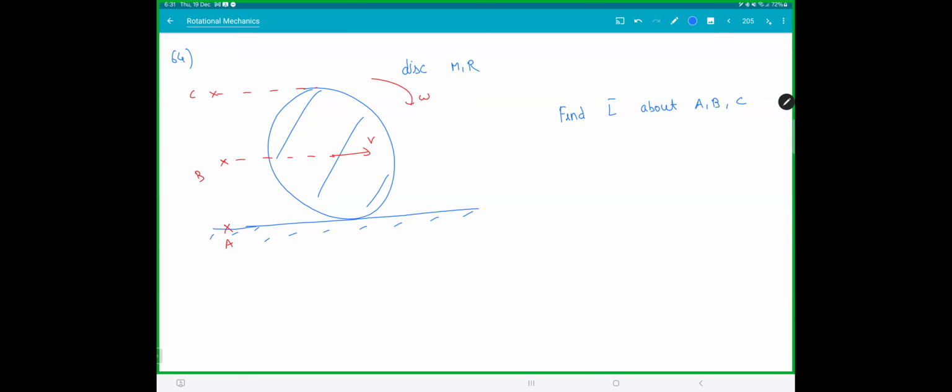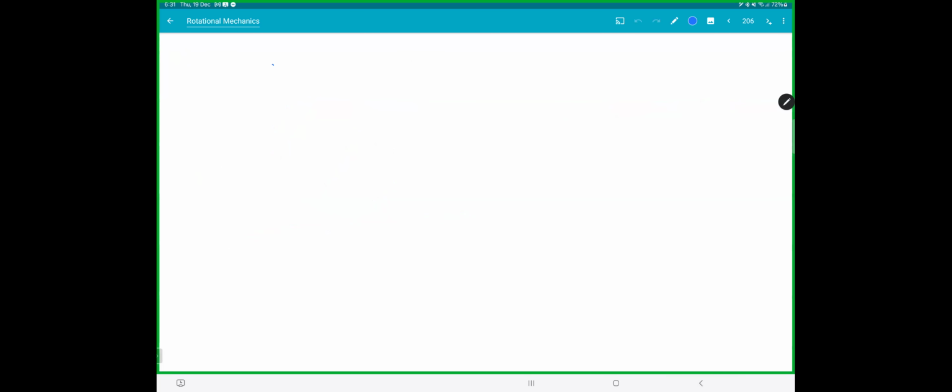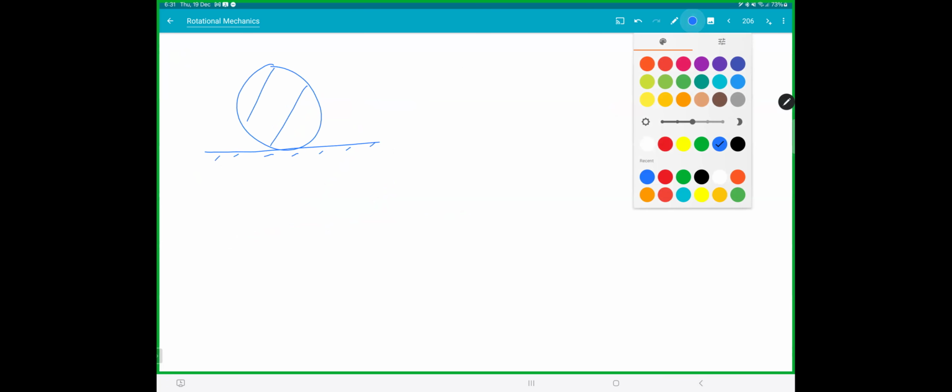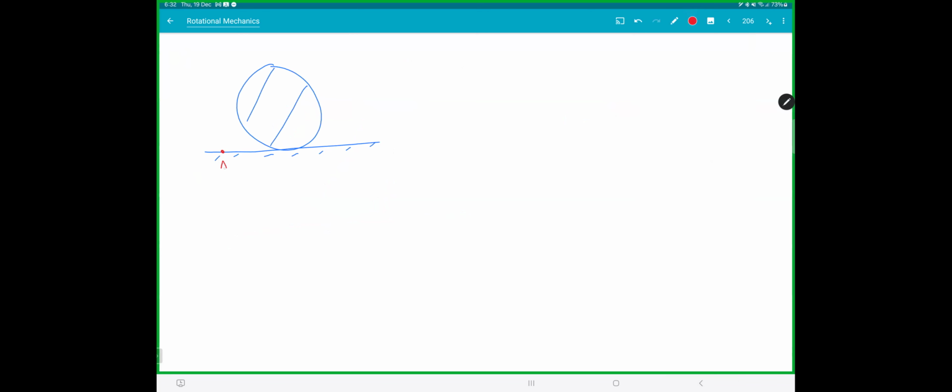Should I show you one? See. So this is point A. This is velocity. Extend the line. So treat the center of mass like a point. Drop the perpendicular. This is R.